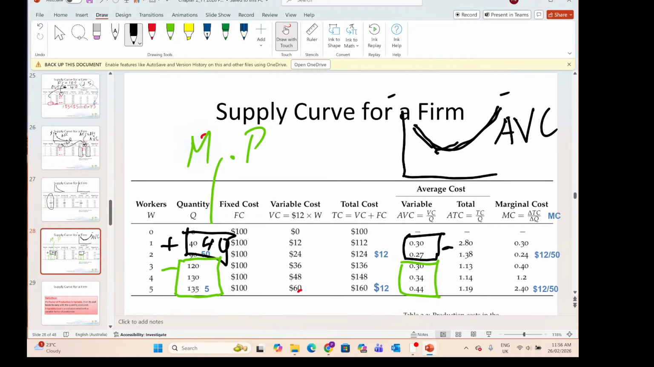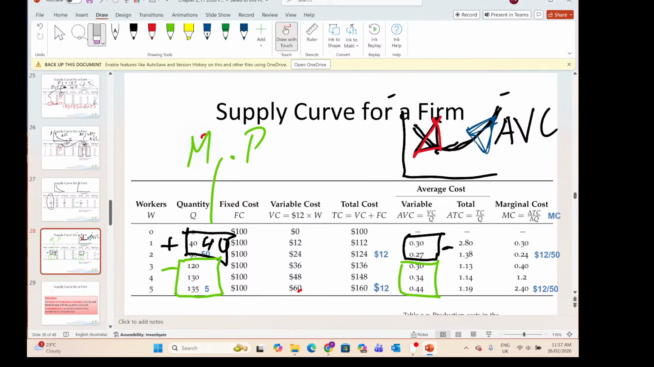Why is it falling? It's falling, the red arrow. Why is it falling? Because of specialization. Why is it rising? Because of the effect of diminishing returns. So we have two things happening. Falling at first, then rising.